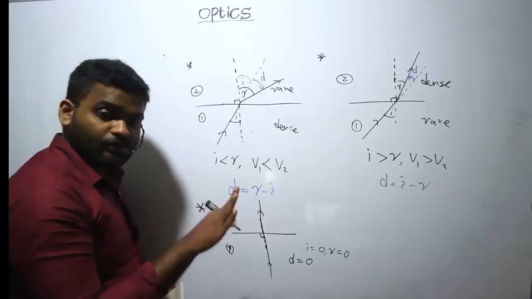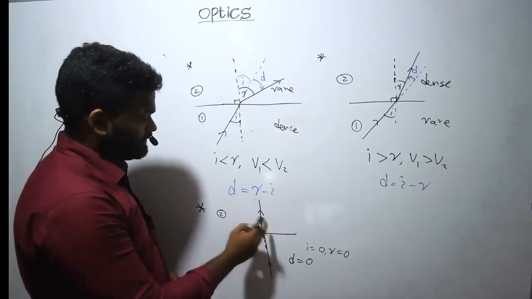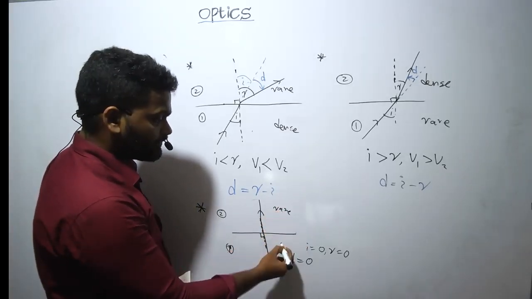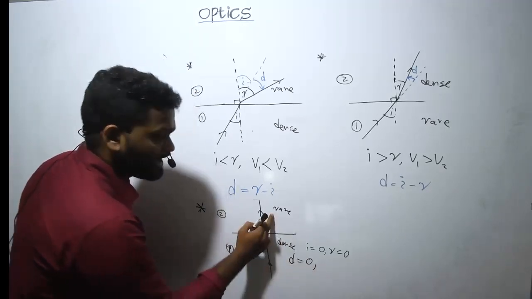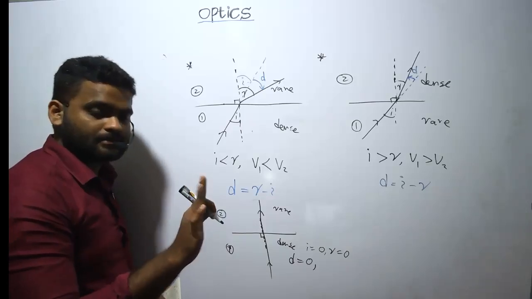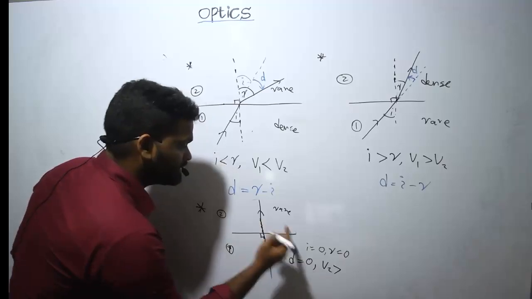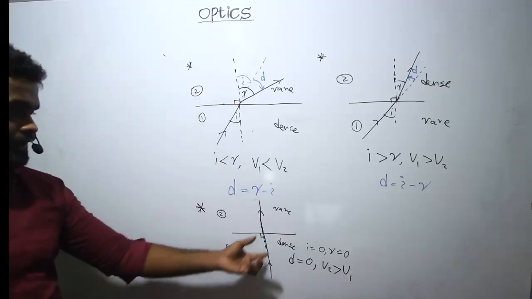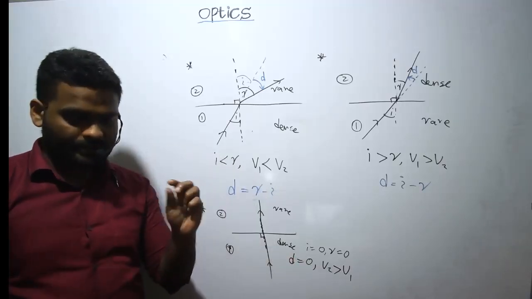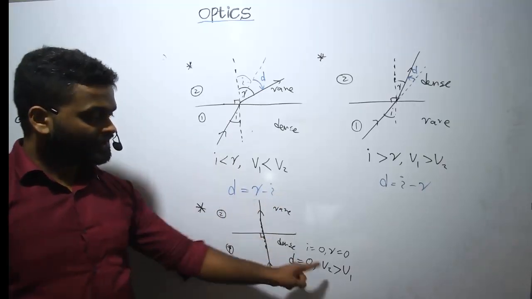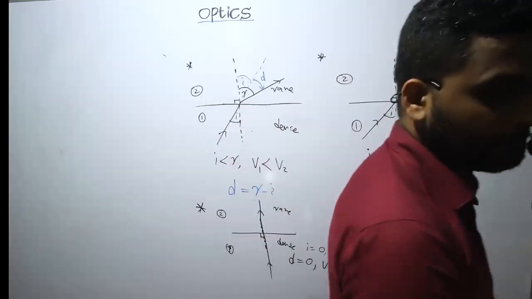But if you think about velocity, it changes. Let's say this is rare medium, dense medium. Velocity at the rare medium is higher, but there's no bending or deviation. So we can say V2 is higher, V1 is lower. Even though there is no deviation of the light ray, the velocity changes. Velocity is higher in the rare medium. Okay.